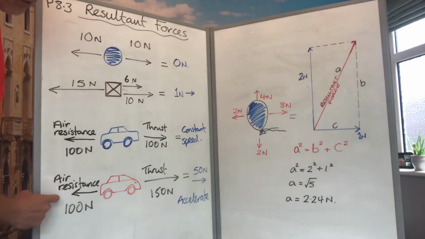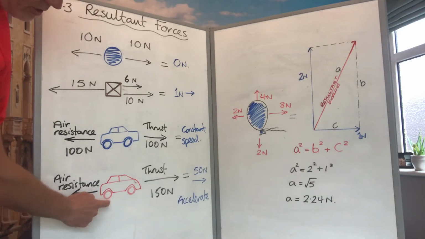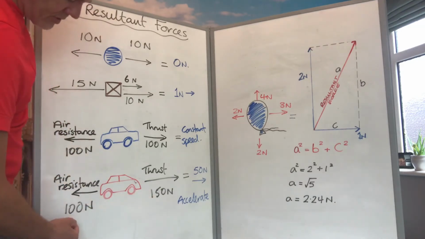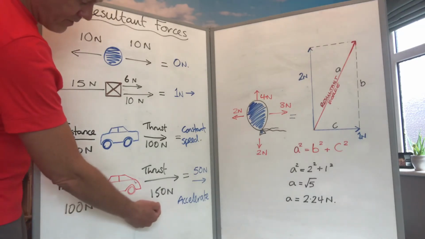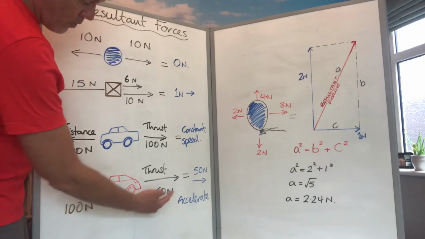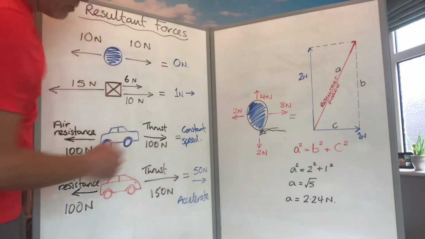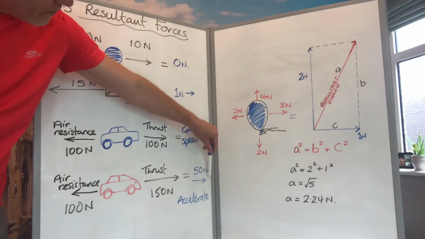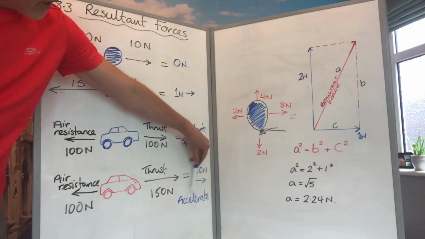If we have a car travelling initially at 30 miles an hour, and then we apply these two forces to it, 100 newtons to the left, slowing it down, 150 newtons of thrust forward. The overall resultant force is 50 newtons here. Direction is forward, and it will cause the car to accelerate.